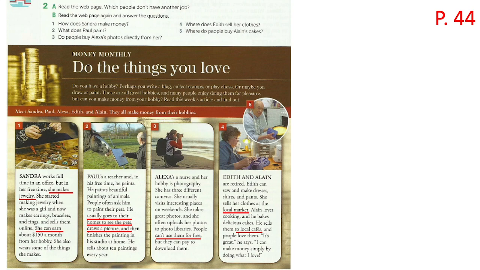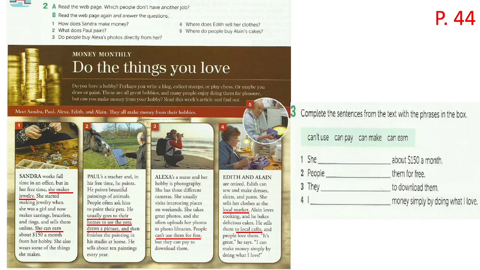But let's go with this part that is about some sentences. We have to complete the sentences here, and according to the information, we need to complete them using the words from the box. So which words do we have in the box? The words that we have in the box are can use, can pay, can make, and can earn. So we need to read the text in detail, and complete the sentences from number 1 to 4 with one of the words from the box.